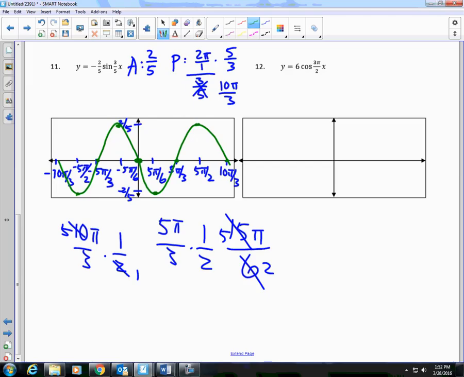So, identify amplitude, identify period, divide them up, and decide your starting point, and you should be good to go. Okay? So, this is good practice. I have the MCP all ready to go.